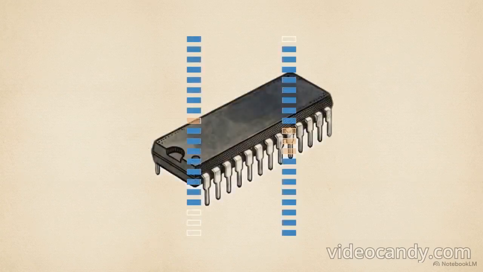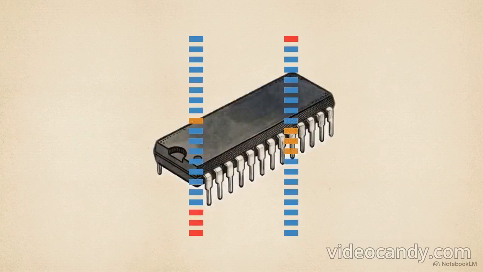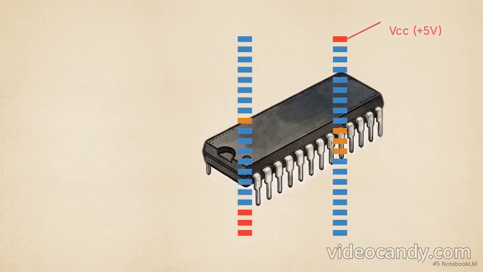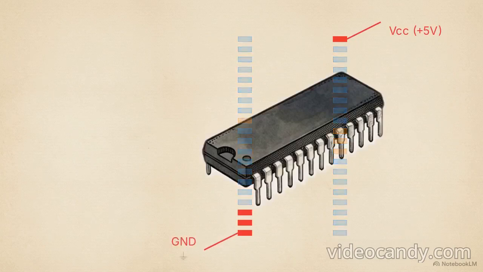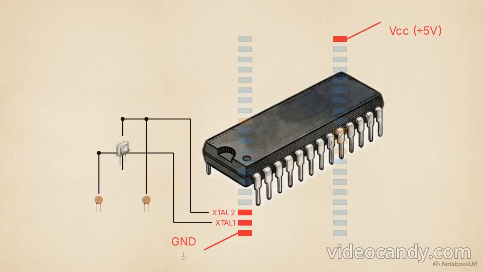This animated schematic details the 40-pin layout. To make this architecture digestible, we can divide these pins into distinct functional groups: power and timing, control, and input-output lines. Look at the red power pins. Pin 40 is VCC, which requires a steady plus 5 volts of direct current. Pin 20 is the ground connection. Without these two pins properly wired, the chip is completely dead.